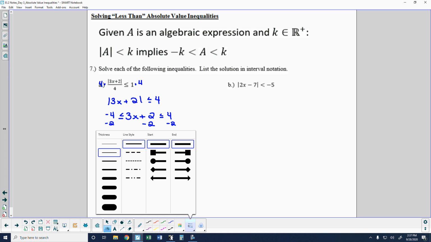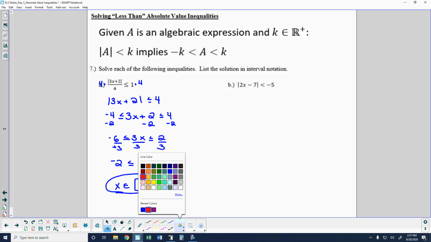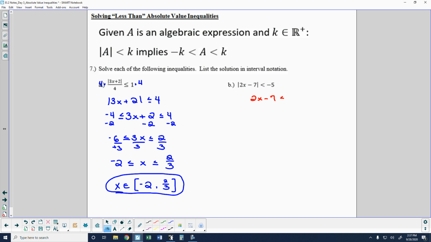Let's take a look at B now. Here in B, the absolute value is already by itself, so I didn't have to multiply, add, or subtract anything to get the absolute value by itself. So now I want to get rid of the absolute value, which means I'm going to create that compound inequality. So 2x minus 7 is still less than negative 5, but now it's also going to be greater than positive 5.